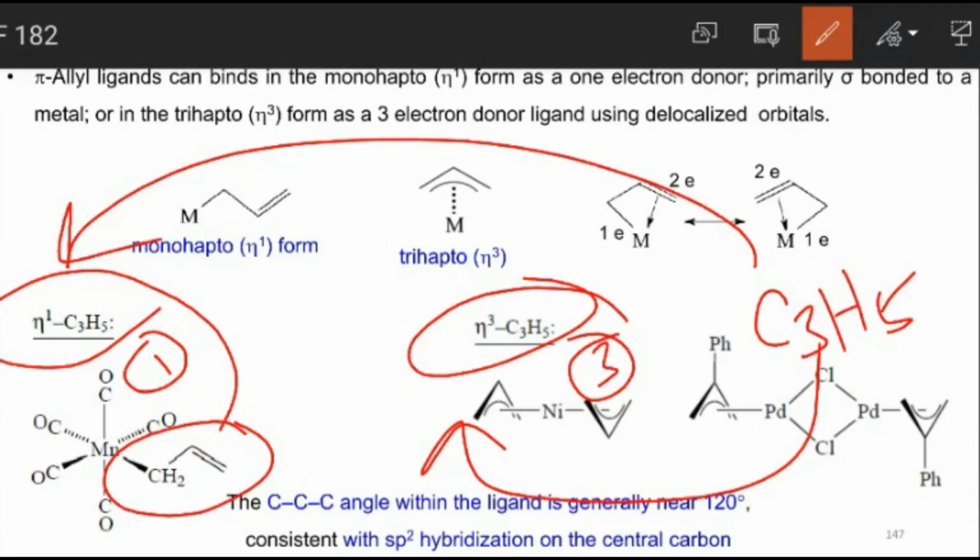Nitrosyl. Exactly, nitrosyl. Nitrosyl can be a 3 electron donor and a 1 electron donor. Both are in the terminal mode of coordination. The linear nitrosyl is a 3 electron donor and the bent is a 1 electron donor, and that is also a flexible ligand.